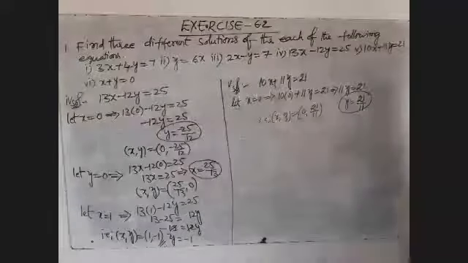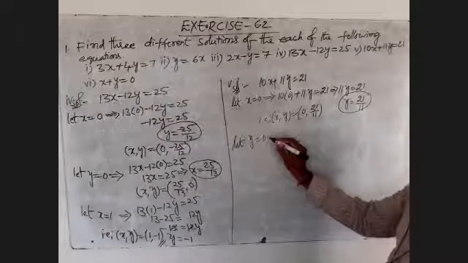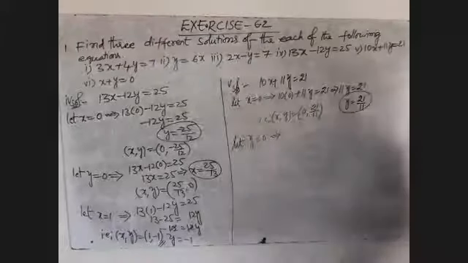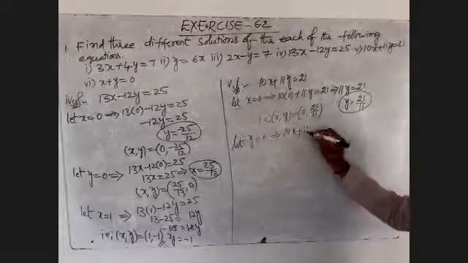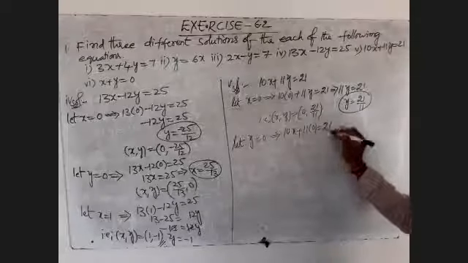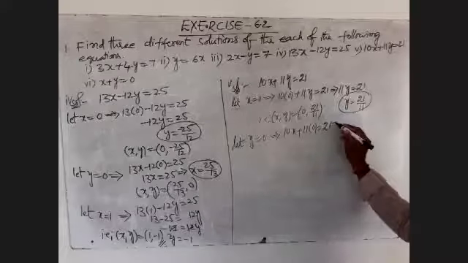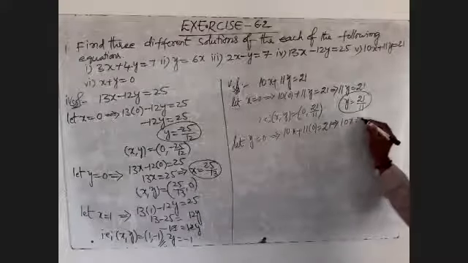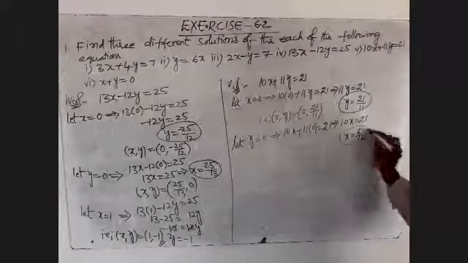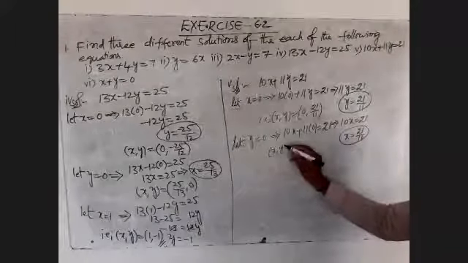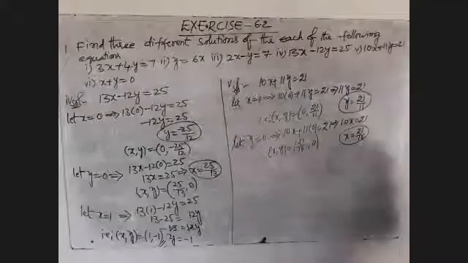This is the point. Next, let y is equal to 0. I substitute in this one: 10x plus 11 into 0 is equal to 21. 0 into any value is 0. Remaining, 10x is equal to 21, then x is equal to 21 by 10. That is the point (x, y) is (21/10, 0).